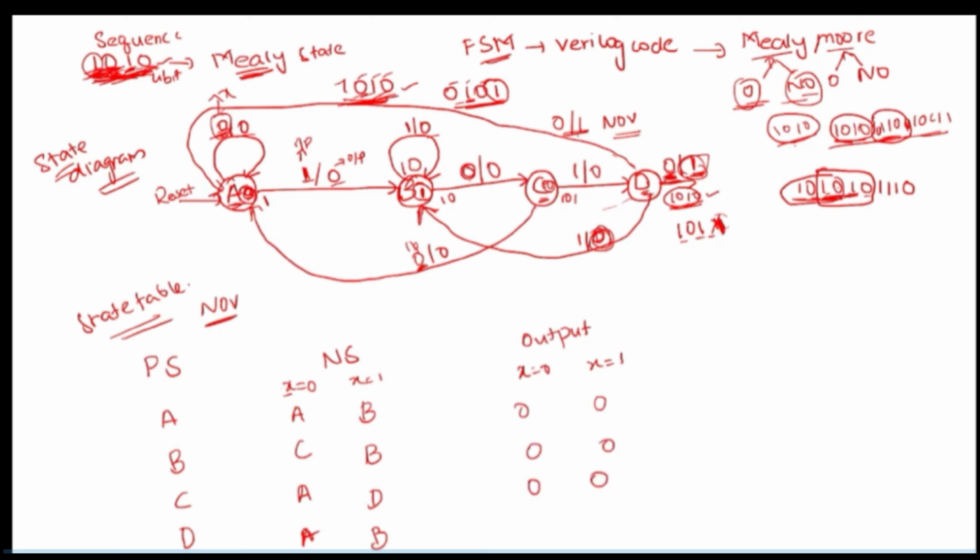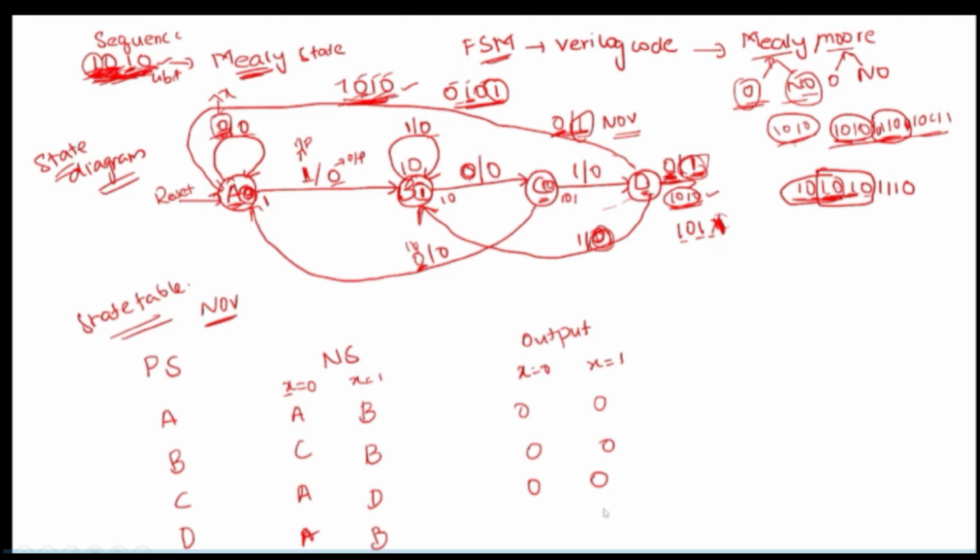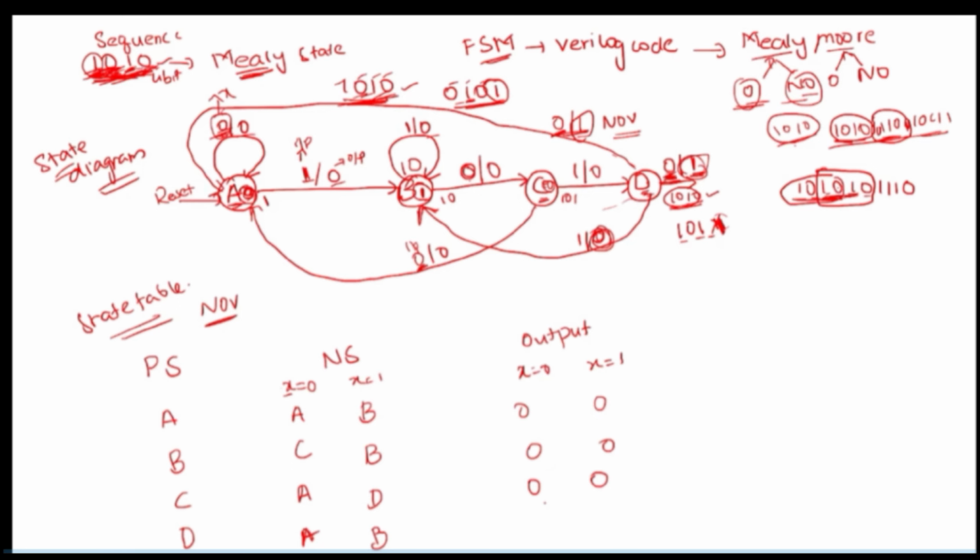When will the output be 1? When x equal to 0. So when x equal to 0, the output will be 1, or else the output is 0. Clear? So this is how you will be creating the state table for this particular Mealy state. Clear? So hope you are clear about this particular FSM.